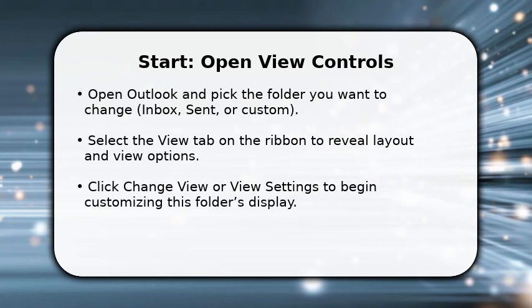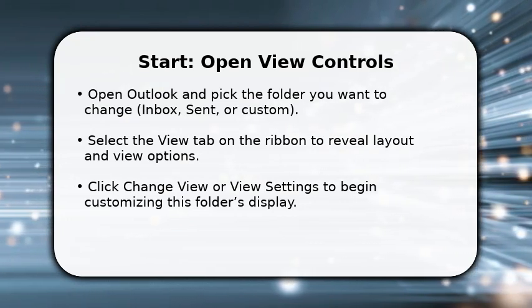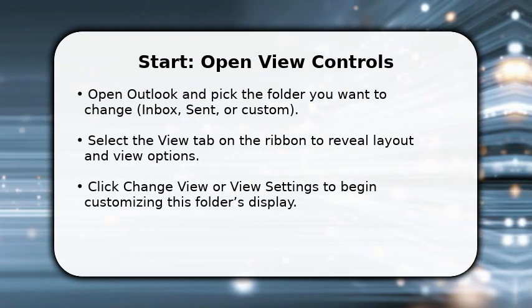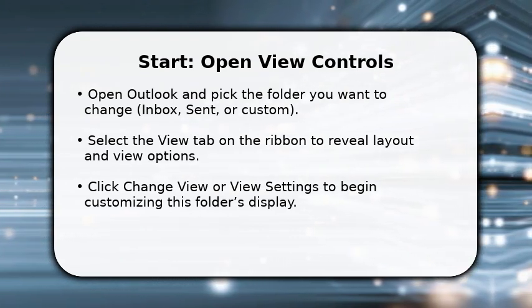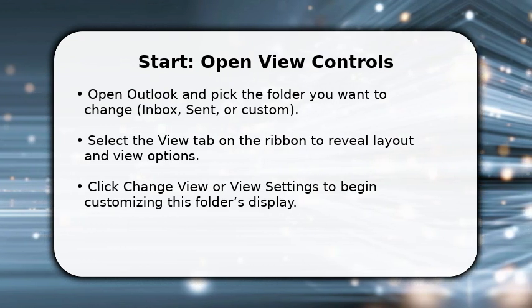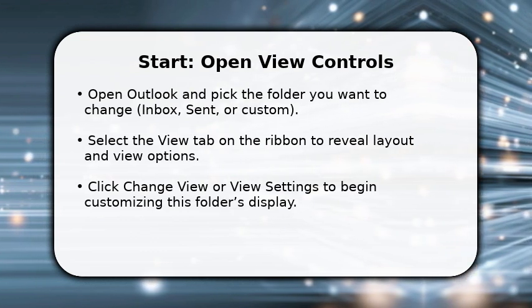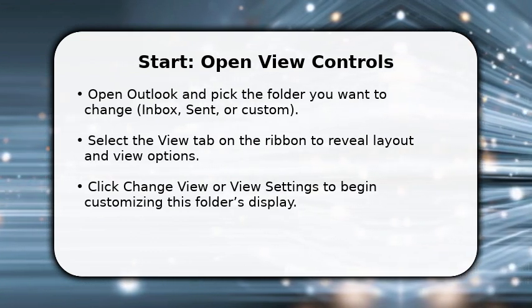You start by opening Outlook and selecting the specific folder you want to change, Inbox or any custom folder. Once done, go straight to the View tab on the ribbon. This exposes layout controls and the Change View menu. Click Change View to pick a predefined layout or choose View Settings to open detailed options.